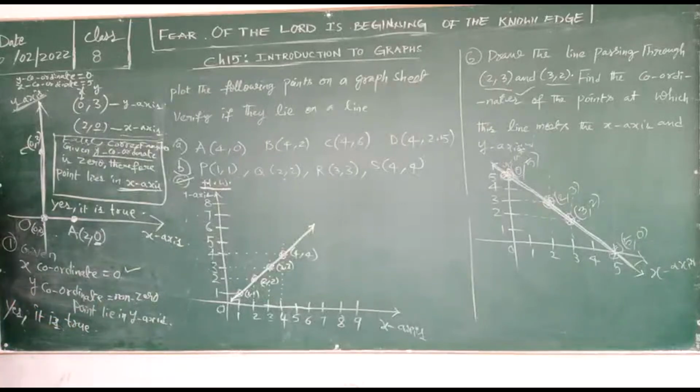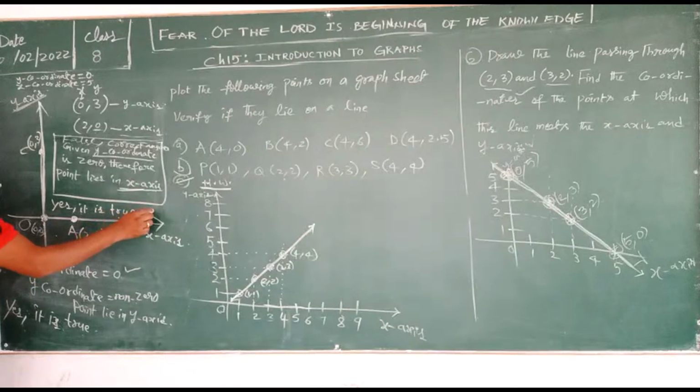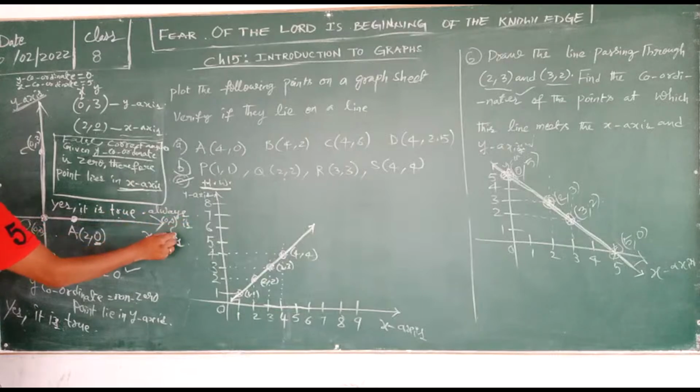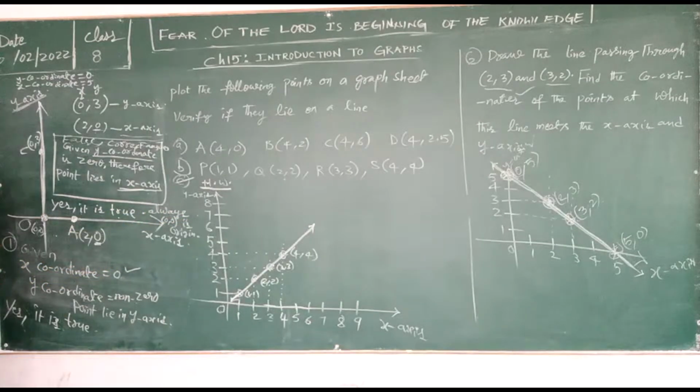Yes, it is true. And similarly, second one, false. Correct answer is given that y coordinate is 0, therefore point lies in x-axis. Then third one you need to write, yes, it is true. Why is it true? The intersection point of x-axis and y-axis is called the origin, or you write it as always origin is 0 comma 0. Okay, yes it is true, always 0 comma 0 is origin. Okay, so that is about your question number 4.